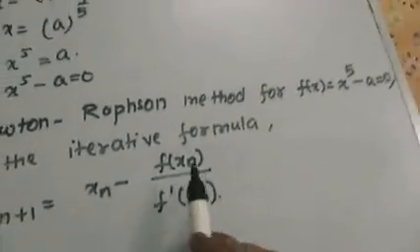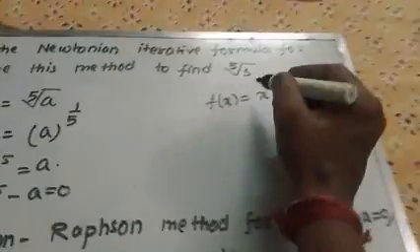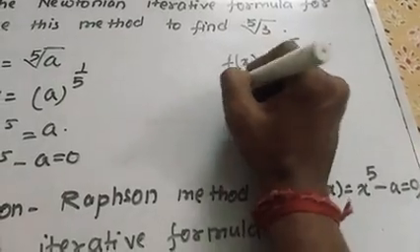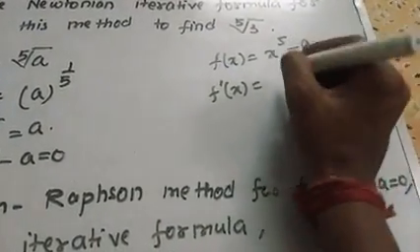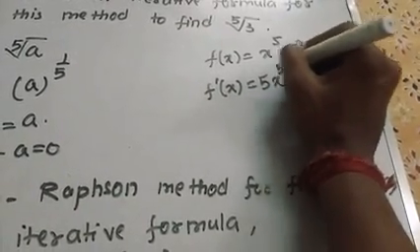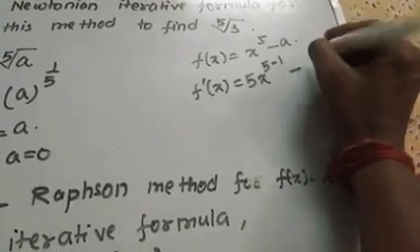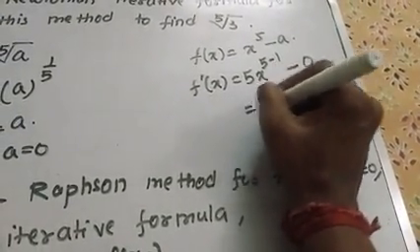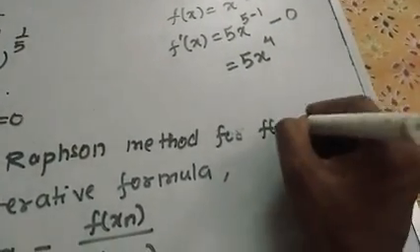What are the things we required? One is the function, another one is the derivative. So this is your function. Now its derivative, f dash, will be 5 for x to the power 5, that is 5x to the power 5 minus 1. Minus a is a constant and the derivative of a constant is 0. So finally 5x to the power 4.